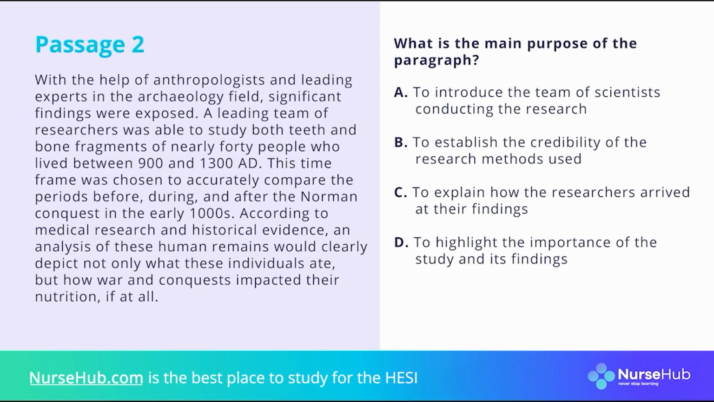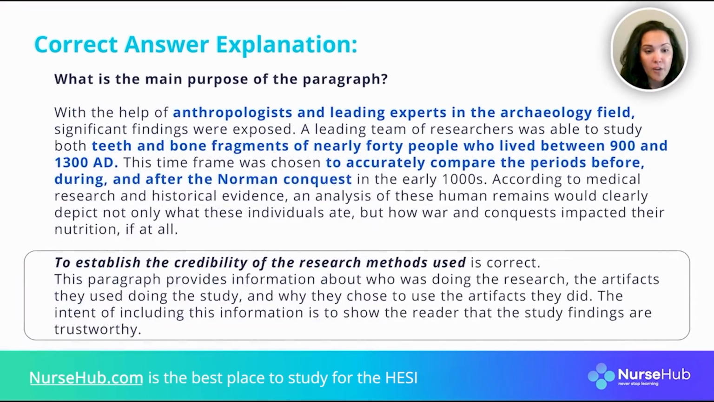All right, so thinking about what the purpose overall of this text is, the correct answer is to establish the credibility of the research methods used. The paragraph provides information about who was doing the research, the artifacts they used during the study, and why they chose to use the artifacts that they did. The intent of including this information is to show the reader that the study findings are trustworthy.